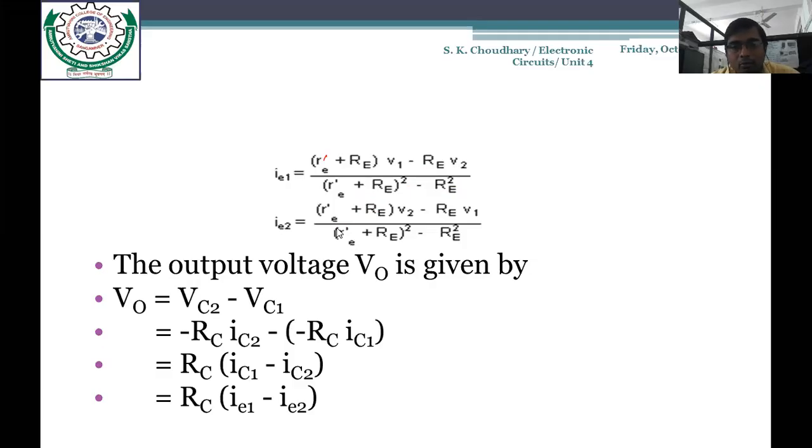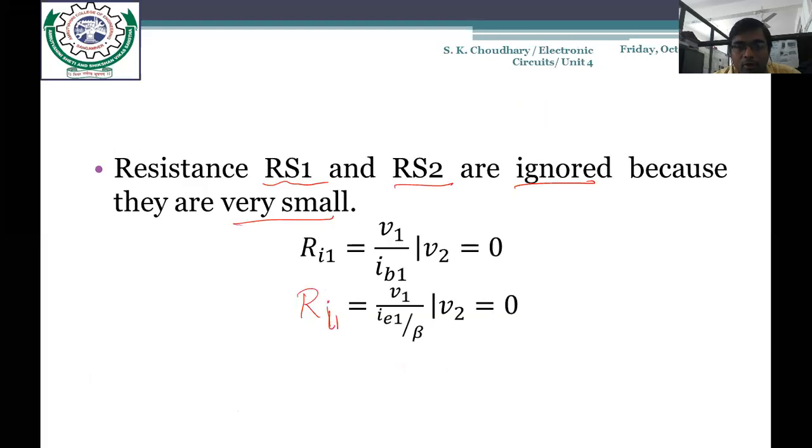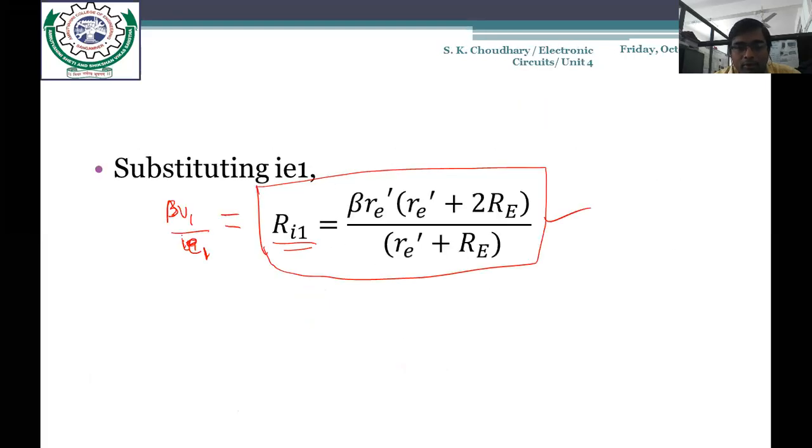Now you can correlate the terms and you will get the required equation, that is beta Re dash into Re dash plus twice of Re upon Re dash plus Re. Okay.